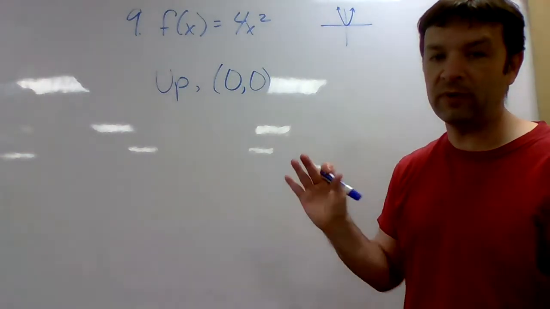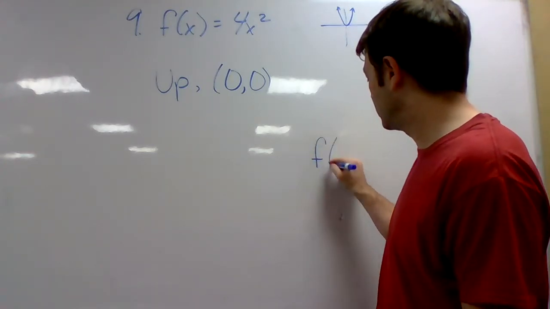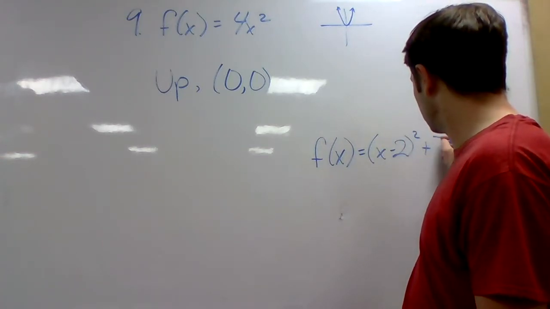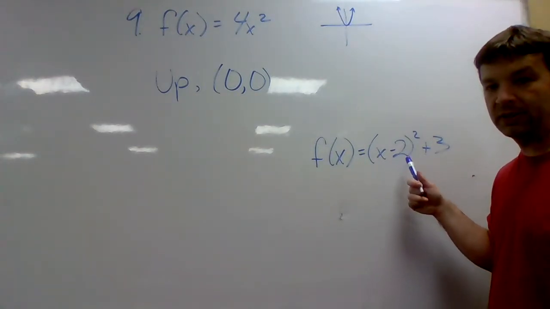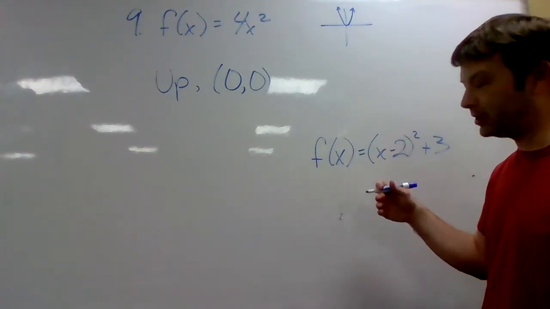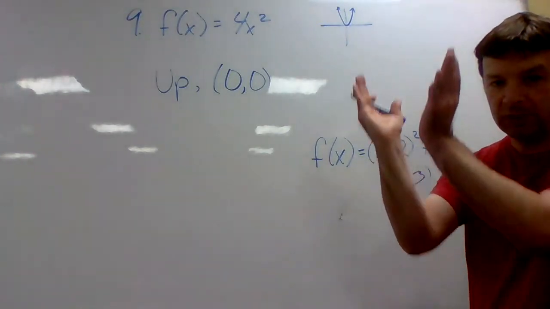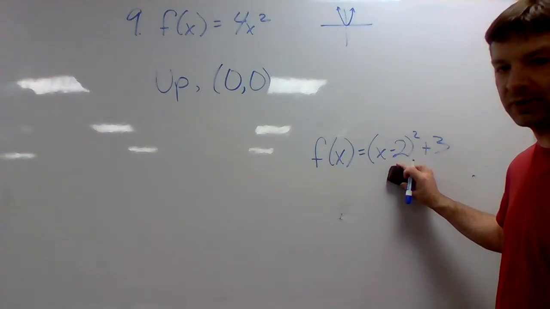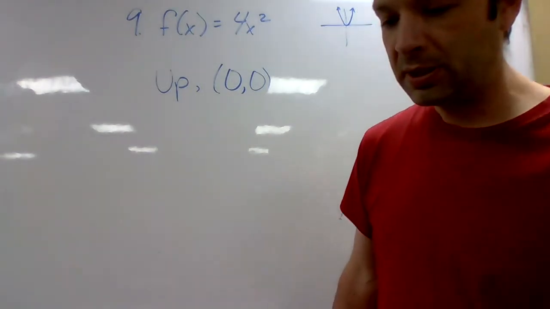Okay, it got steeper, but that vertex didn't move. You guys remember how the vertex moved? Let me remind you. This would move the whole graph 2 to the right. This would move the whole graph up 3. So to the right, up 3. The vertex on this one would be at 2, 3. Like the whole parabola moves up and over. So anyways, hopefully you guys recall that. We're going to need those ideas a little bit in this chapter.